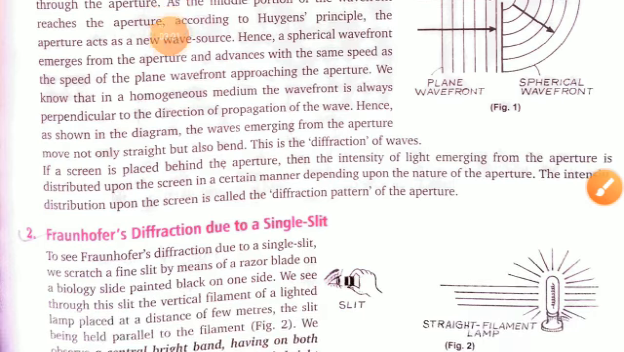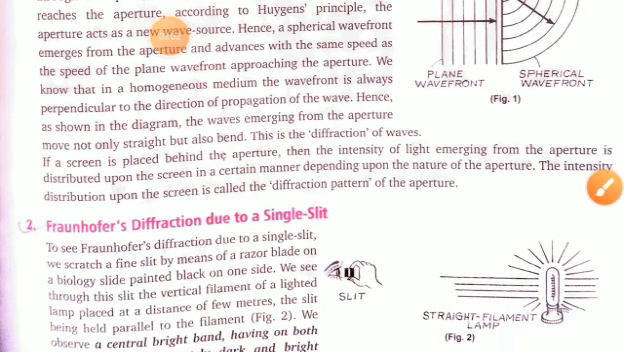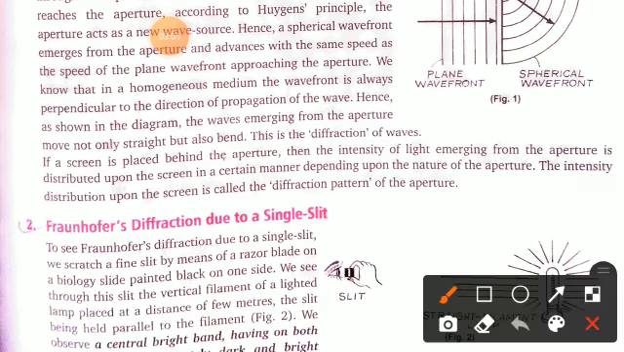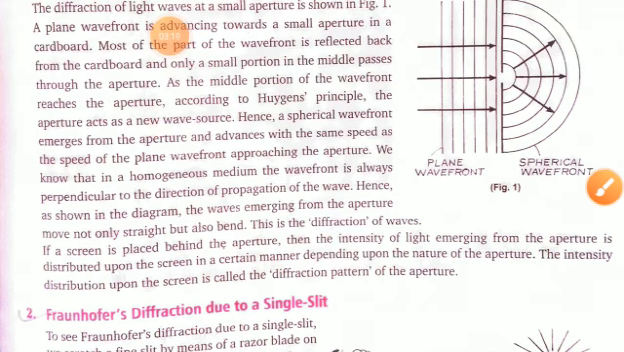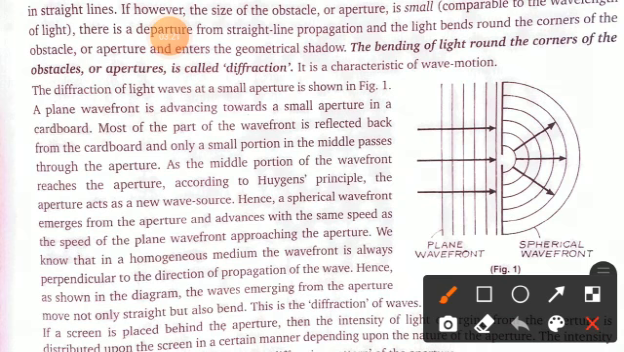Clear? Now if a screen is placed behind the aperture, then the intensity of the light emerging from the aperture is distributed upon the screen in a certain manner depending upon the nature of the aperture. So the intensity distribution upon the screen is called the diffraction pattern. Here you will get the diffraction pattern. When light is passed through a slit, you can see here, this is called the slit, the small aperture, you can say it, or you can also call it a slit. Clear?